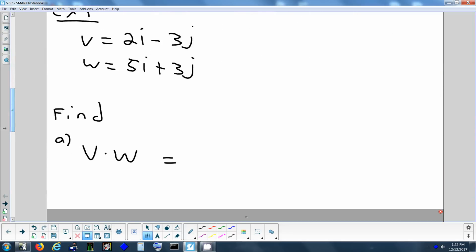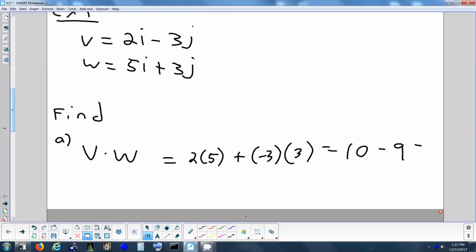Okay, to find v dot w, what would be the first two things I would multiply? 2 and 5. Yep, 2 times 5. Plus, next two things, -3 times 3. 2 times 5 gives me 10. -3 times 3 gives me 9. So what's the dot product? 1. And again, what does that number mean? Well, it means something, but we'll look at that later. Any questions on how we did v dot w?